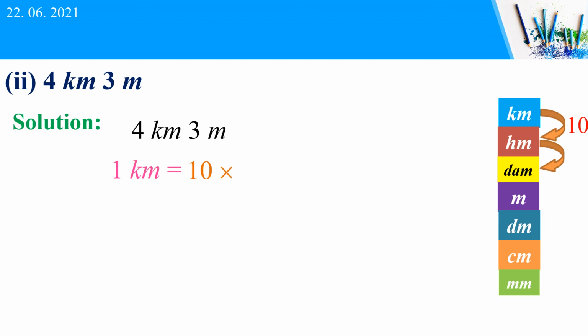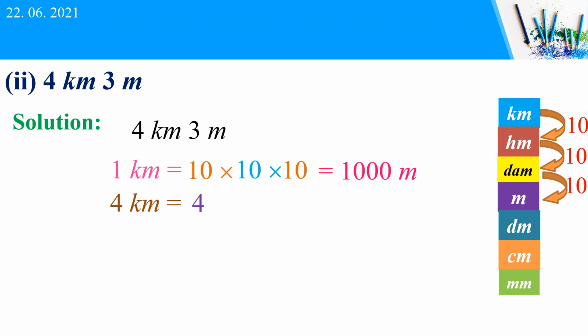So for each step we have to multiply by 10. So 1 kilometer is equal to 10 into 10 into 10. For 3 steps, you have to multiply by 3 tens, 10 into 10 into 10. So it is equal to 1000 meter.